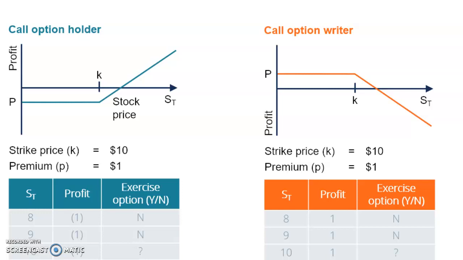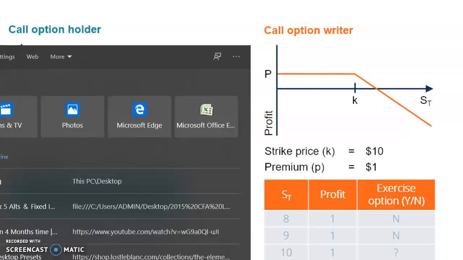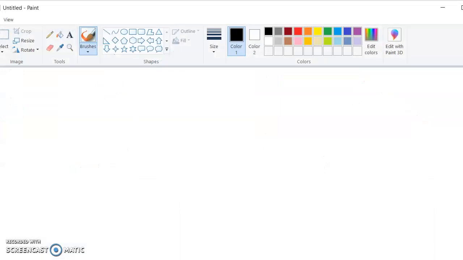So why do they short options? They short options because they expect that the stock price will not move beyond the strike price. They do this because they collect the premium. So in this case, if you are buying an option for $1, the option seller will collect that $1 premium. So over time, if the stock is not moving in any direction, they will start making profits.